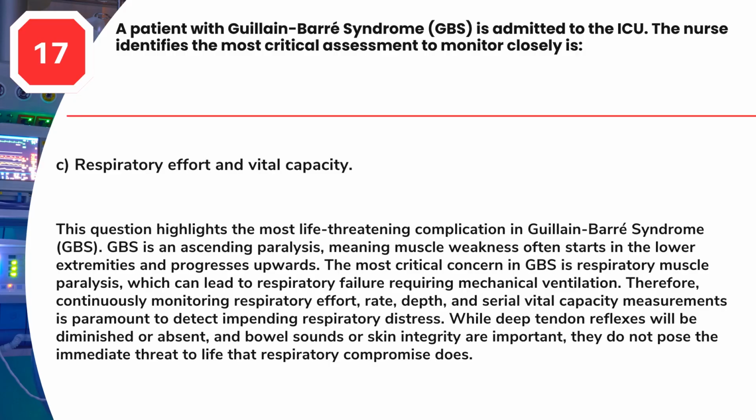Answer: C. Respiratory effort and vital capacity. This question highlights the most life-threatening complication in Guillain-Barré syndrome, GBS. GBS is an ascending paralysis, meaning muscle weakness often starts in the lower extremities and progresses upwards. The most critical concern in GBS is respiratory muscle paralysis, which can lead to respiratory failure requiring mechanical ventilation. Therefore, continuously monitoring respiratory effort, rate, depth, and serial vital capacity measurements is paramount to detect impending respiratory distress.